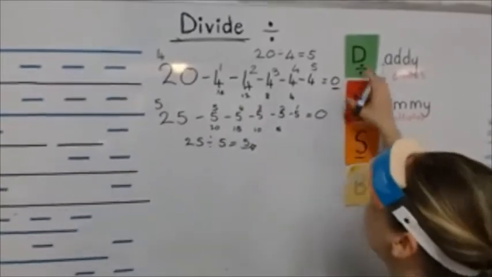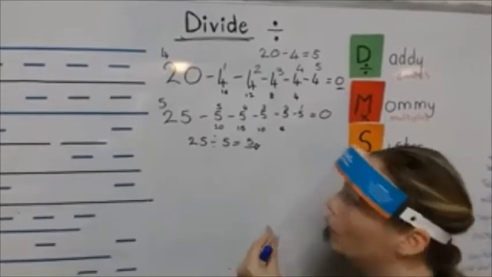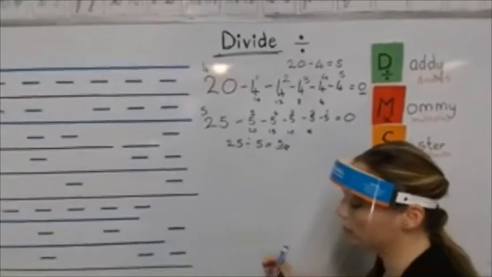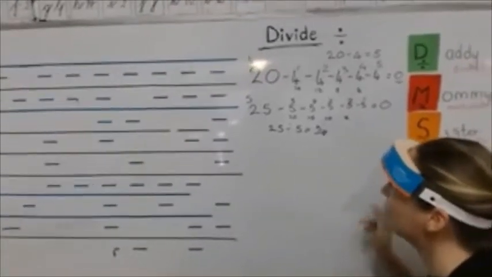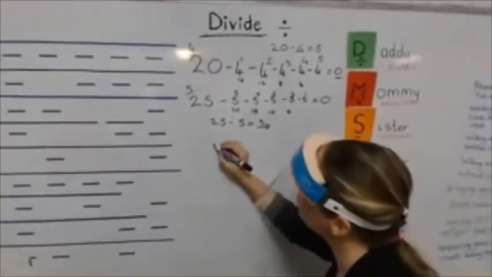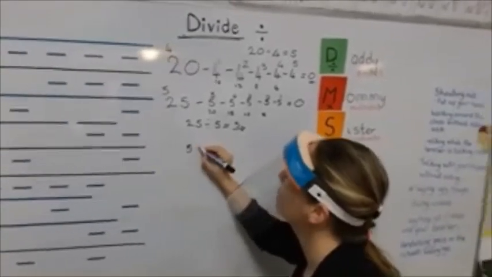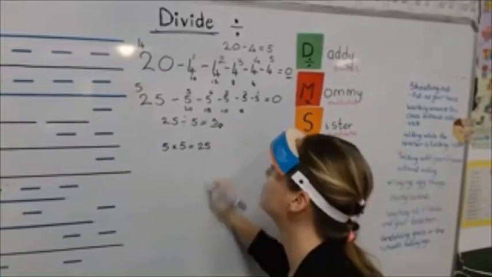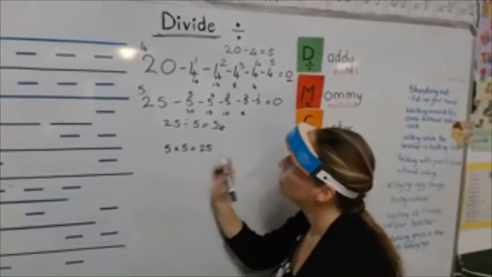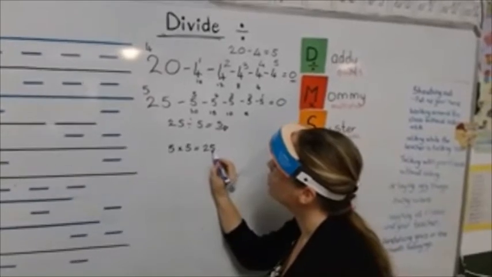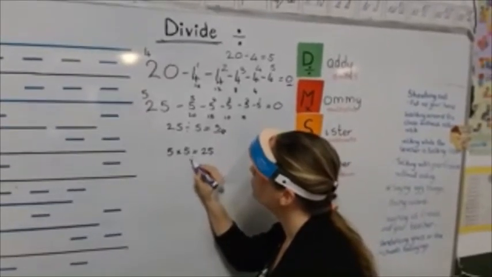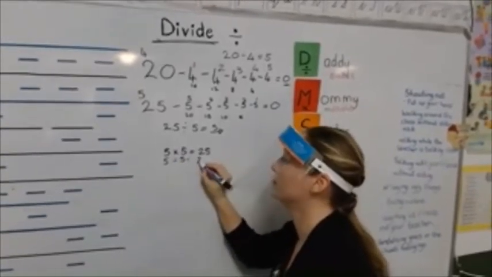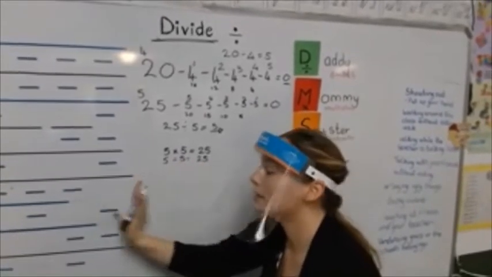If you don't want to use the daddy, mommy, sister, brother method for now, you can use this method as well. Another method that you can use if you are feeling really stuck is just to take your times table. So like let's say 5 times 5 is equal to 25. You all have your times table charts. Okay? What we do is we go backwards. We can go 25 divided by 5 is equal to 5. We just take the sum and we put it backwards.